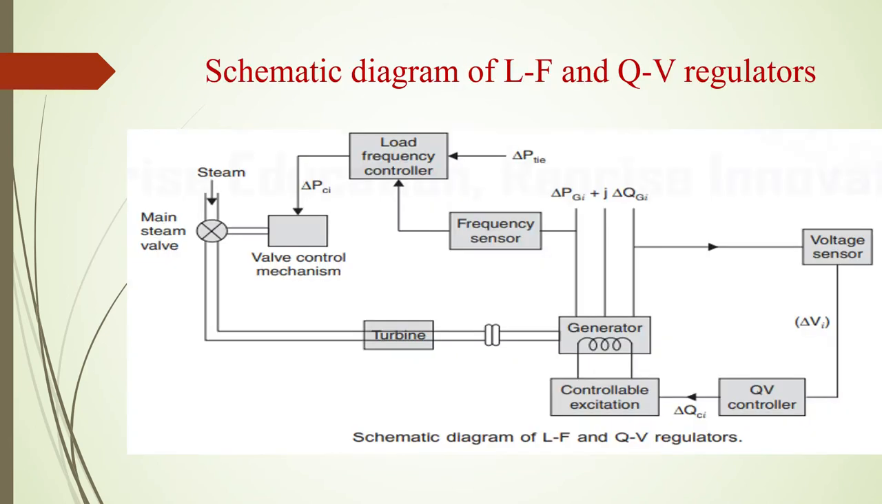Now let us see the load frequency and excitation voltage regulator of a turbo generator. So this is the schematic diagram of the load frequency and excitation voltage regulator of a turbo generator. Here the controllers are set for a particular operating condition, and they will take care of small changes in load demand without voltage and frequency exceeding the pre-specified limits. If the operating conditions change, the controllers must be reset either manually or automatically.